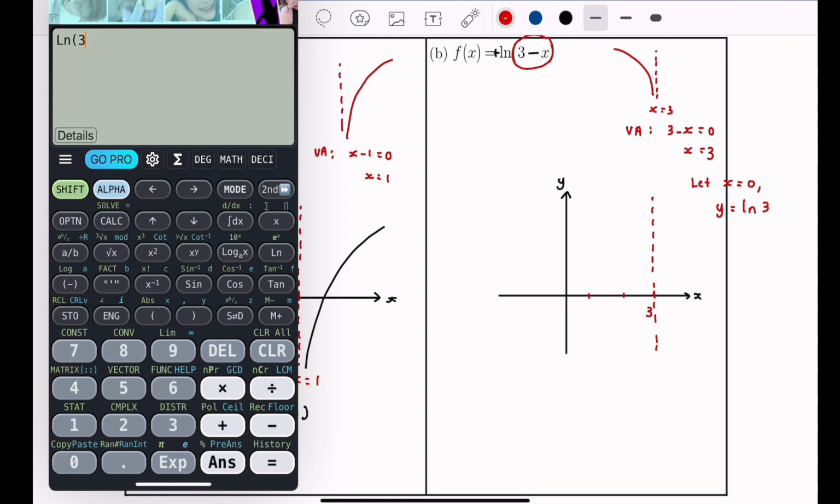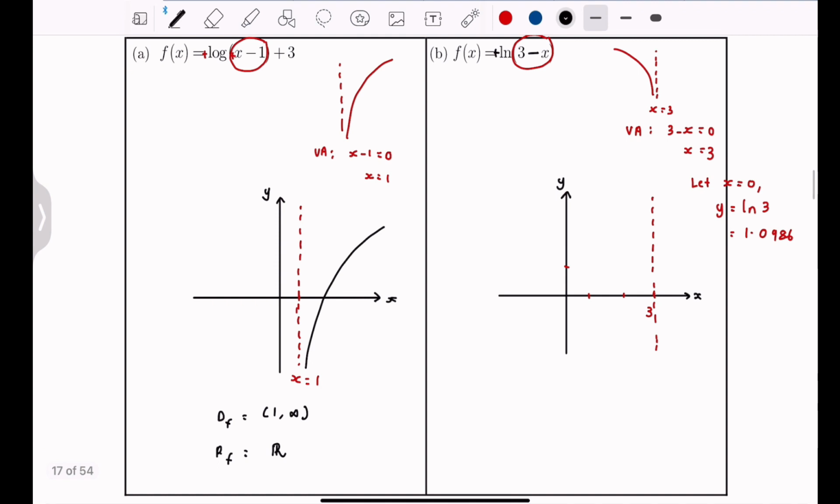So the value for ln 3 is 1.0986, somewhere around here. So our graph doesn't pass through the origin. So it should look like this.